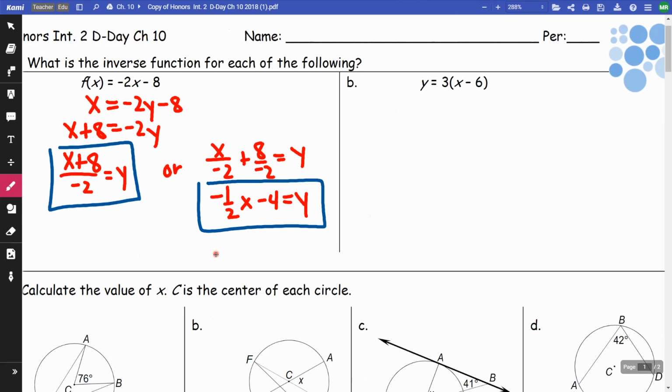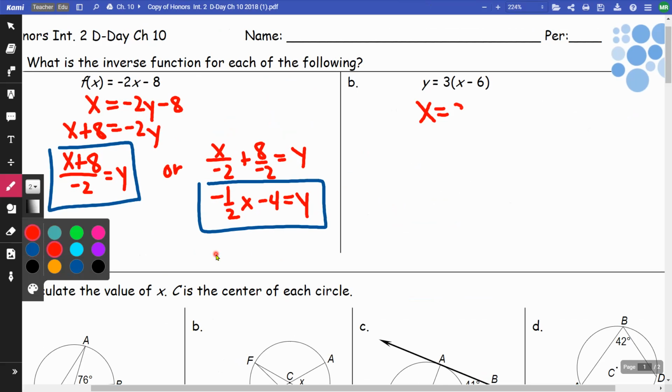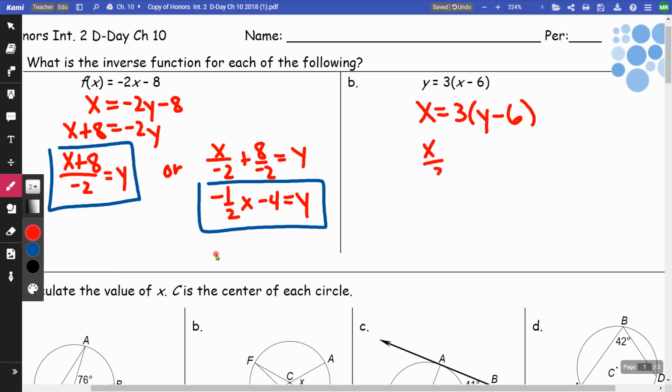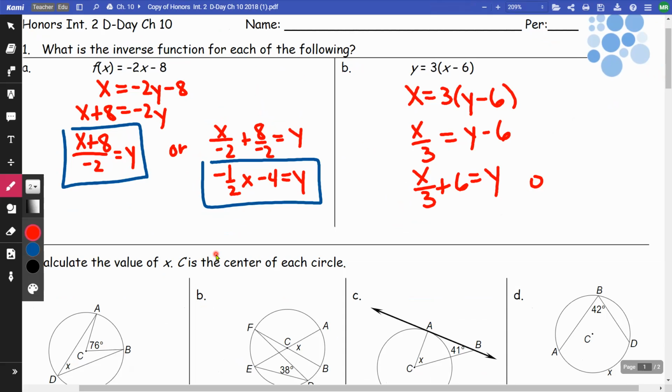On B, again, we're going to switch our x and y. So I'm going to go x is equal to 3 times y minus 6. I'm going to divide by 3, and I get y minus 6. I am going to add 6. So x over 3 plus 6 is equal to y. Or you can think of it as a 1/3 x plus 6 equals y. That's the same.